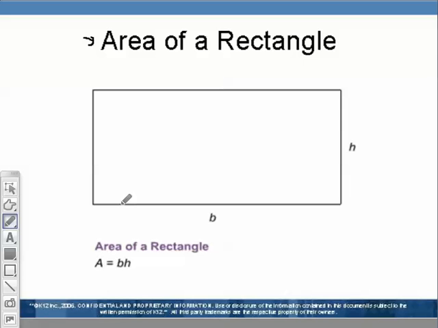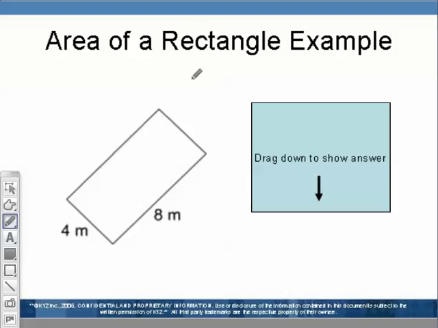Area is always captured in square units, units squared. Because what are we doing? We're going to multiply the units, the base times the height. That's the way we do it for a rectangle. We multiply the base times the height, so that's units times units, or units squared.